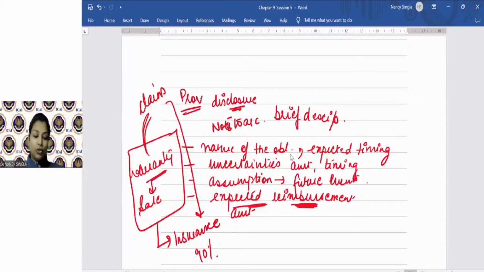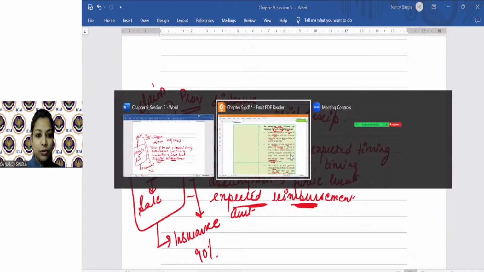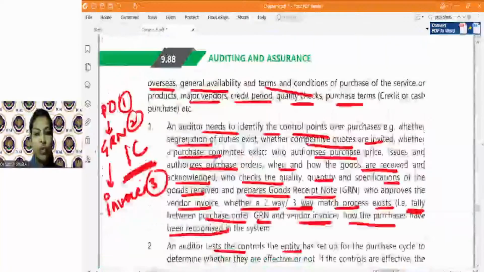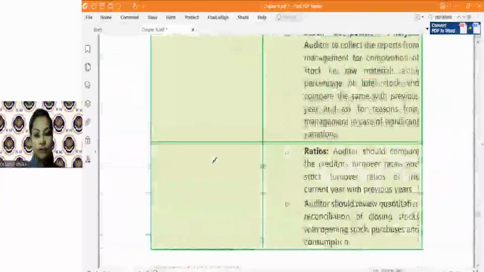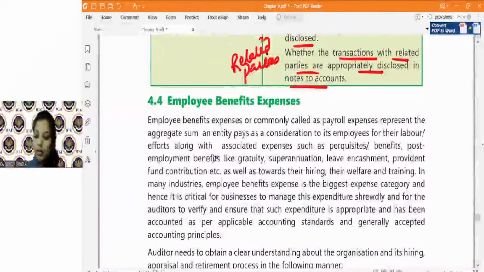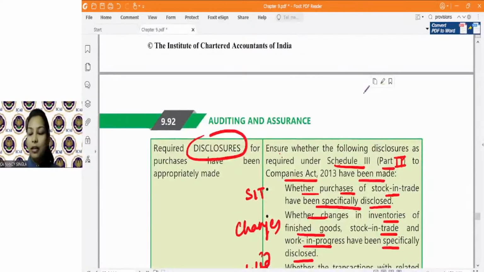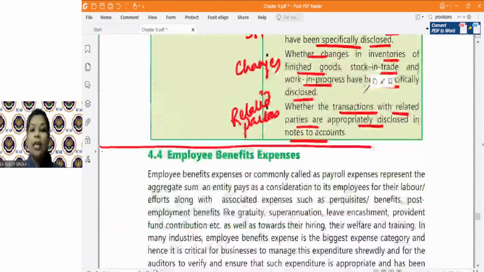Okay. Now, students, in the next session, let me first take you through the module. As I always tell you, go through the module before coming for the next session. We have covered all these till the purchases, which is on page number 9.92. Okay. The next session is the last session for this chapter number 9. After that we'll be starting with Chapter number 10.